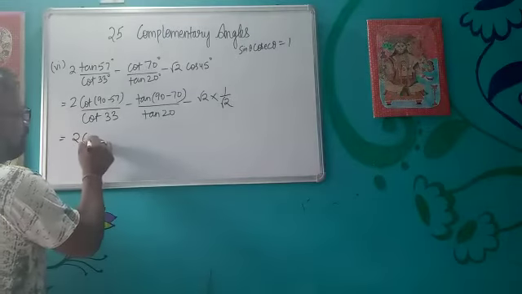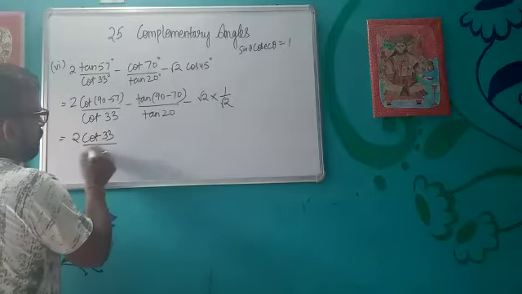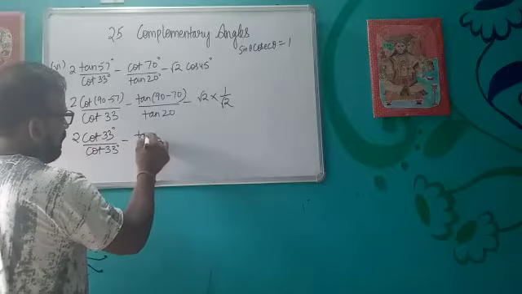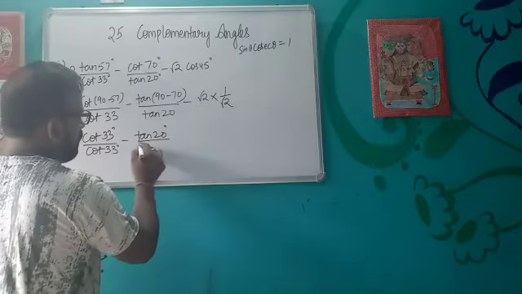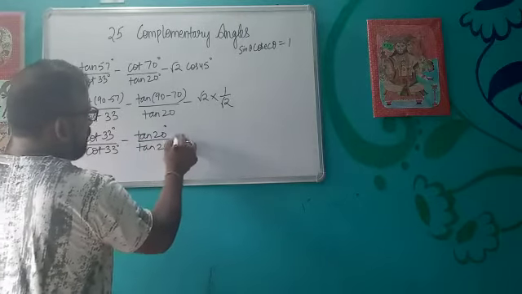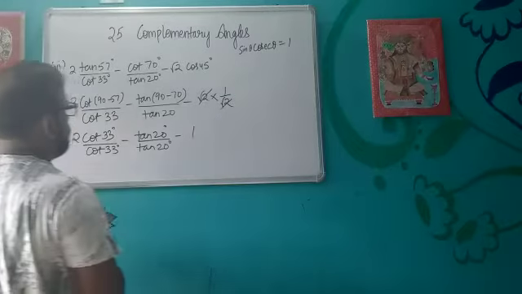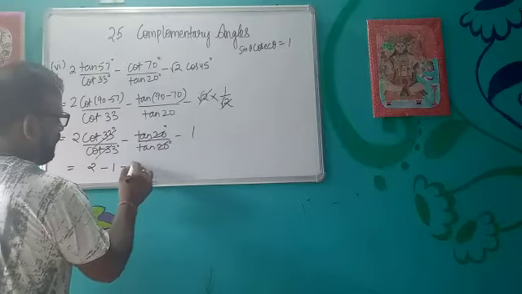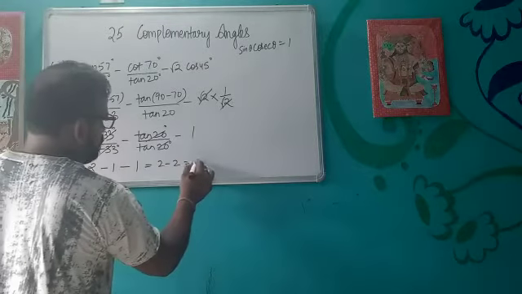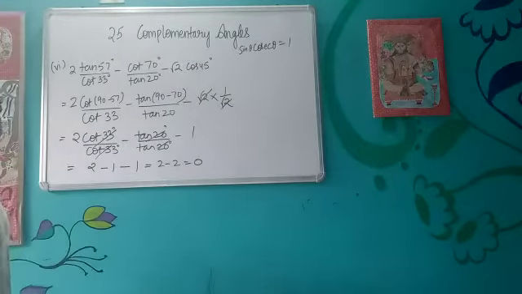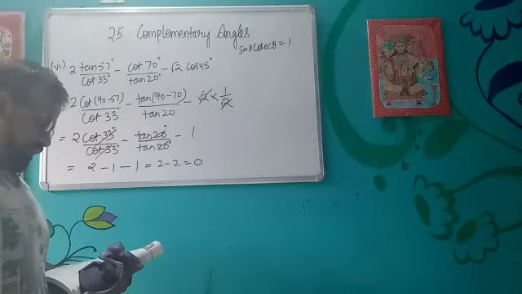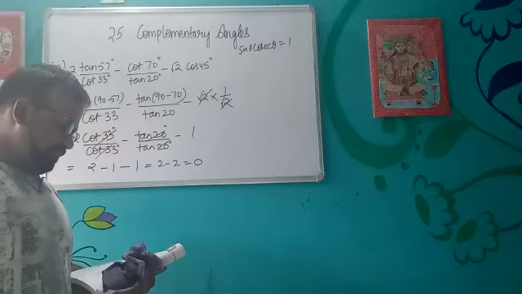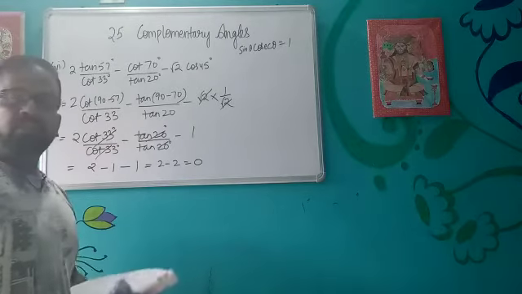So it becomes now cot 33 degree upon cot 33 degree minus tan 20 degree upon tan 20 degree minus, and this root 2 and root 2 will cancel. So what you will get? 2 minus 1 minus 1, that is 2 minus 2 equals 0. Okay, so almost all the questions are of the same type. Only thing that you need to do is replace the respective values with their complements.